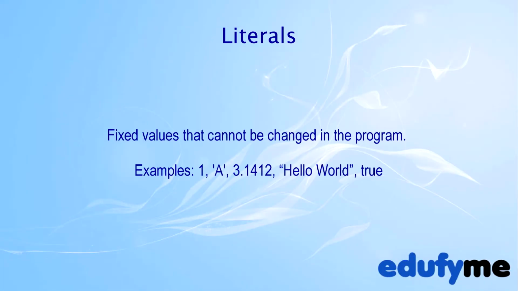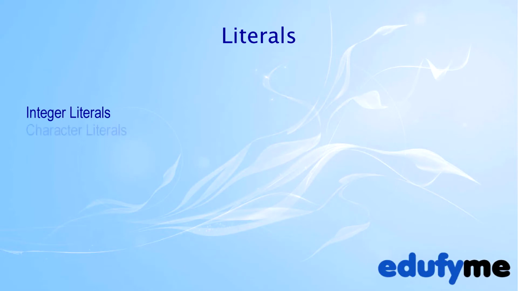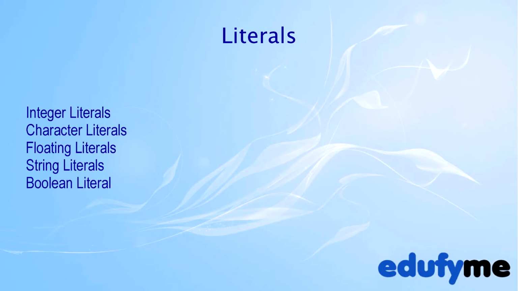Literals are fixed values which cannot be changed in a program. They are also referred to as constants. For example, the integer 1 is a literal. Its value cannot be changed in the program. The different types of literals are integer literals, character literals, floating literals, string literals, and boolean literals.